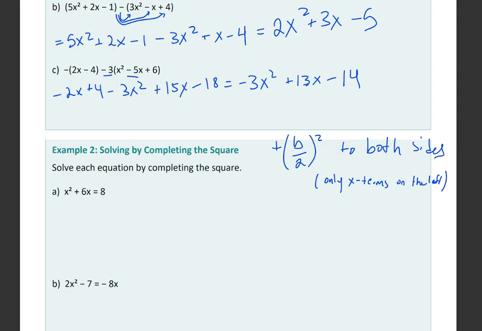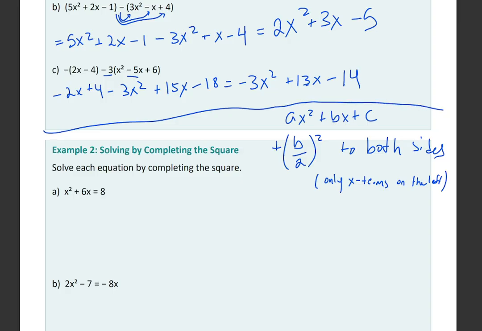It's also helpful to remember that we're talking about equations in the form ax squared plus bx plus c. Okay, let me draw lines. We remember that is for this example.